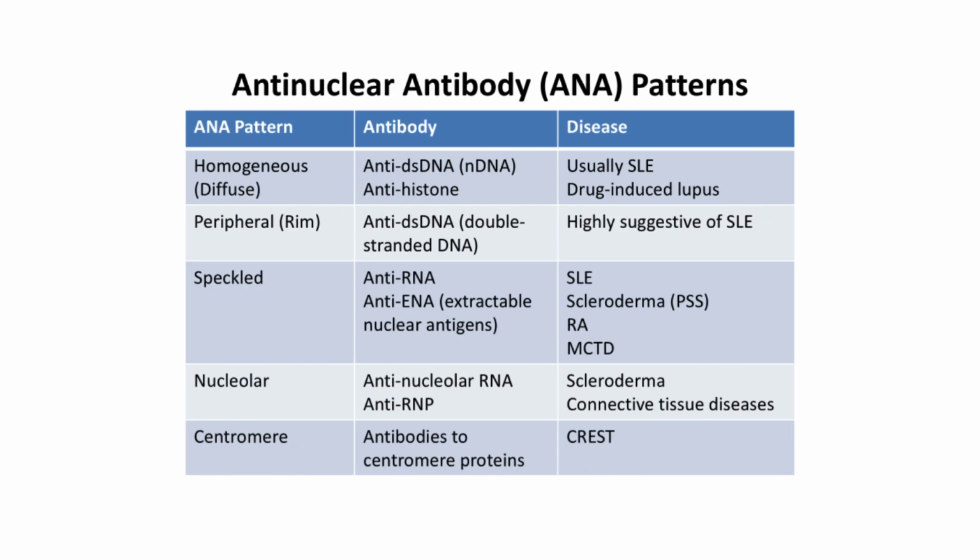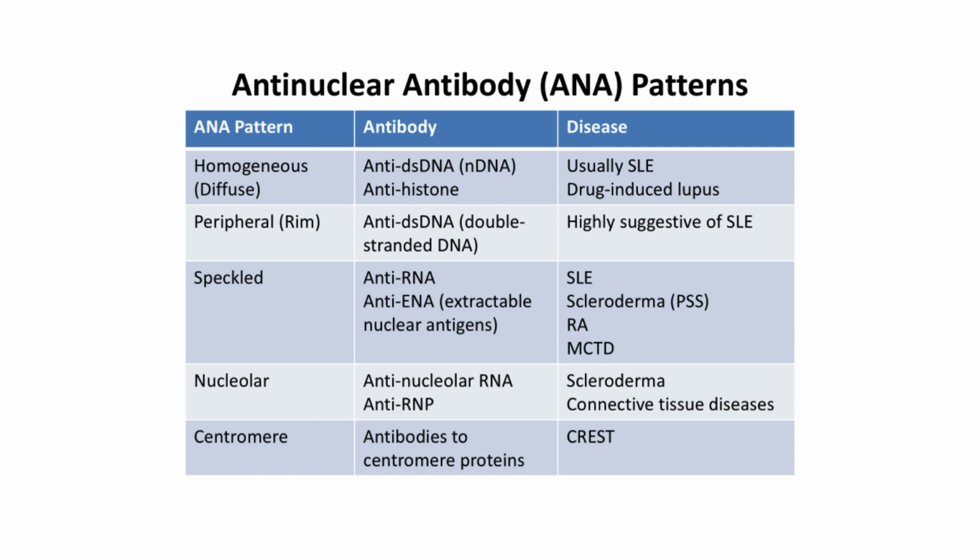Anti-nuclear antibody testing can produce different patterns, each associated with specific antibodies and diseases. Homogeneous or diffuse pattern. This is linked to antibodies against native DNA, also called nDNA, and against histones. It is usually seen in systemic lupus erythematosus, or SLE, and in drug-induced lupus. Peripheral, or rim pattern. This shows antibodies against double-stranded DNA. It is highly suggestive of systemic lupus erythematosus.